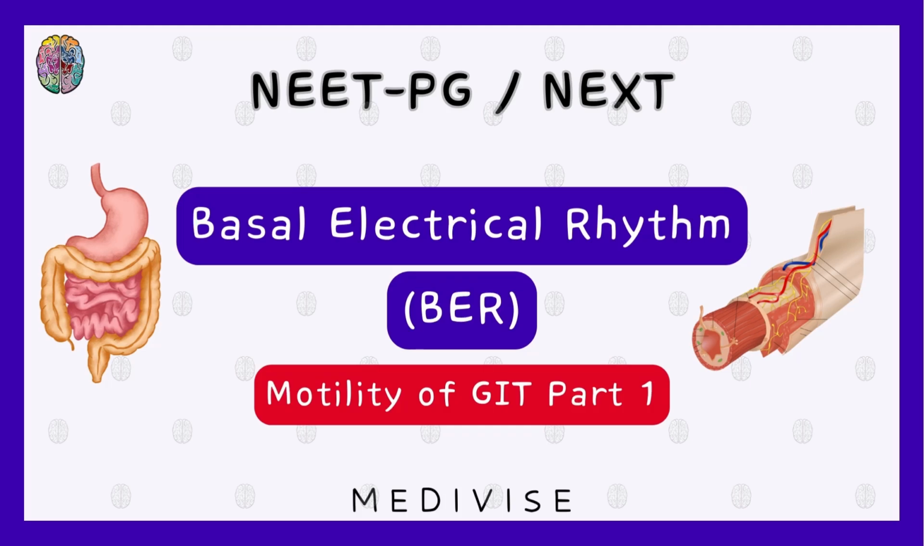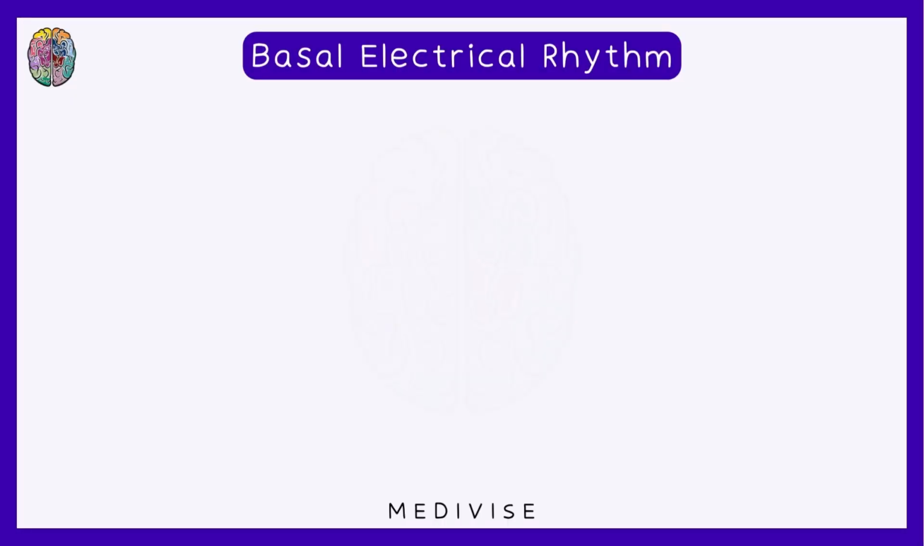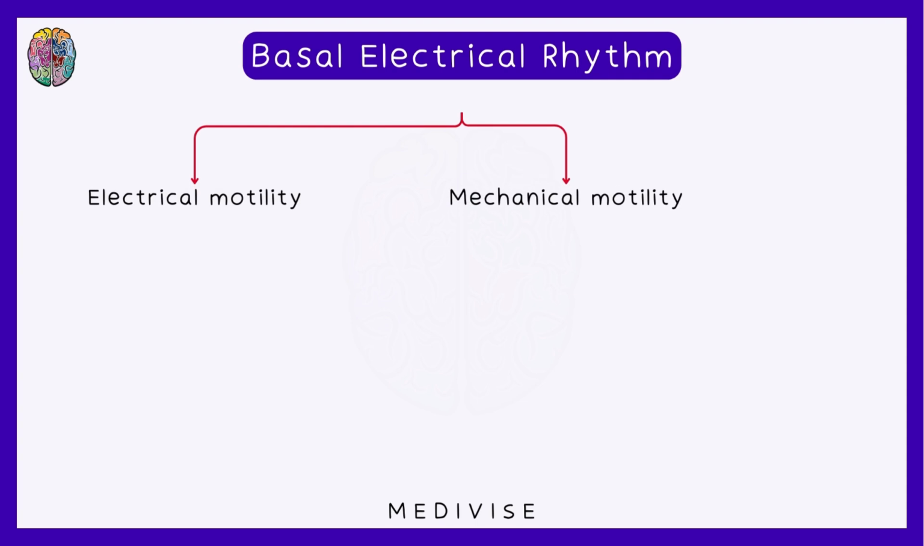In this video, we will be looking at the basal electrical rhythm, or BER in short. This will be the first video in the series on motility of the GIT. So let's start. Starting from the top, we basically have two types of motilities: electrical motility and mechanical motility.